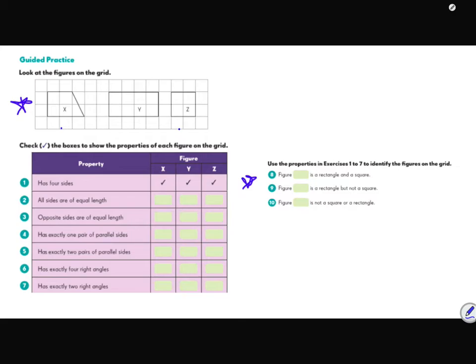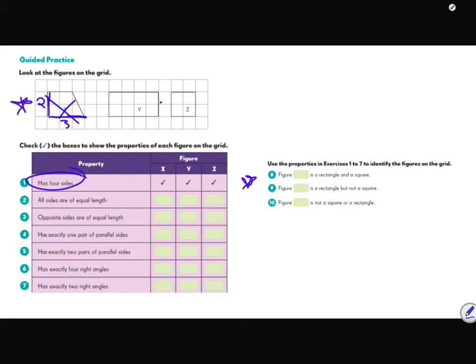All right, let's see. It says X. So it starts and gives us an example. The property has 4 sides. 1, 2, 3, 4. X has 4 sides. 1, 2, 3, 4. Y and Z. So they all get checks. All sides are equal length. Well, I'm looking at this grid, and I can see that X is not, because this one has 2, and this one has 3. So not X.